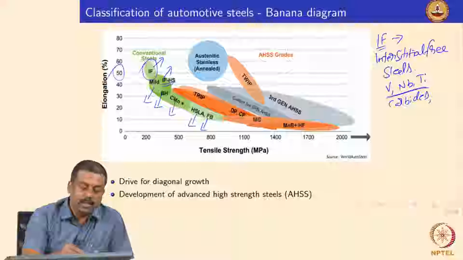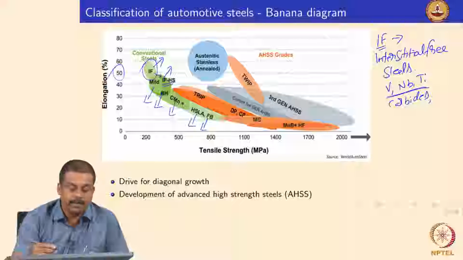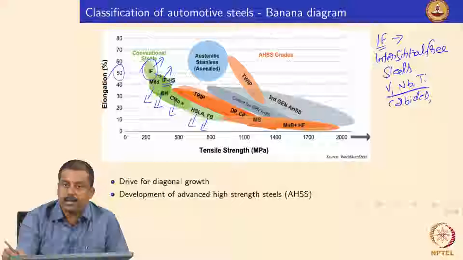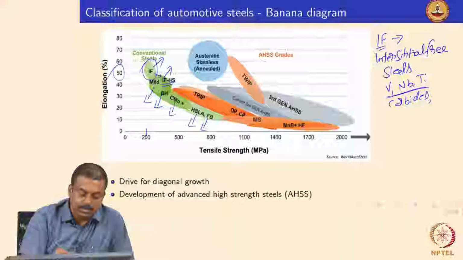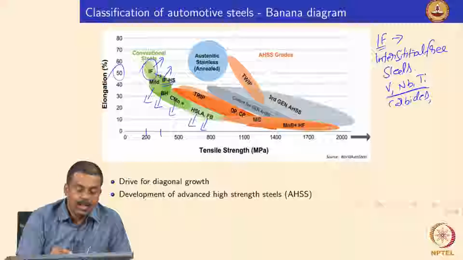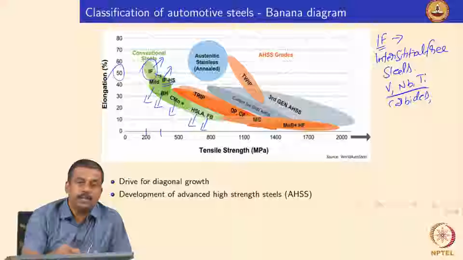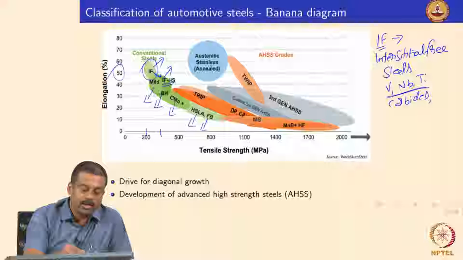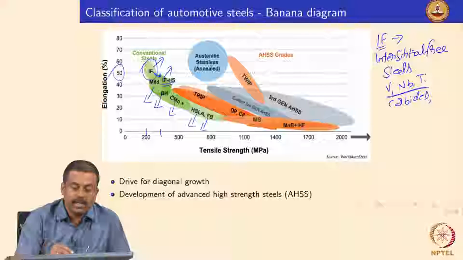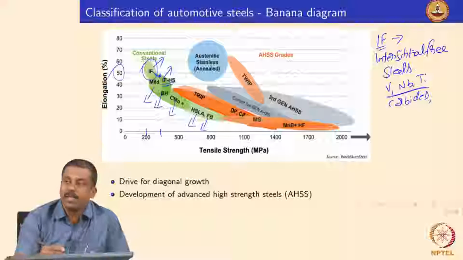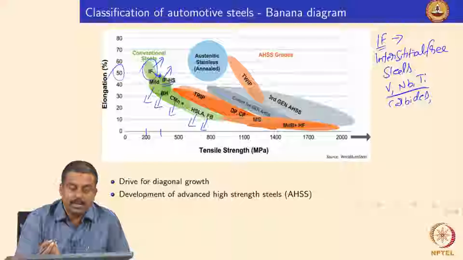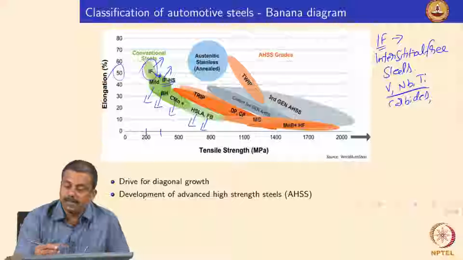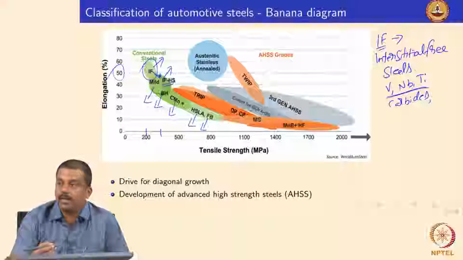So from IF steel, the IF high strength steels were developed by adding a slightly higher amount of vanadium, niobium and titanium, and the strength increased from about 200 to about 300 megapascal. By increasing strength, obviously the ductility decreased slightly, but the IFHS is still considered better than IF because we gain a lot of strength improvement, and the ductility is still reasonable, so these steels can be used in place of the conventional interstitial free steels.